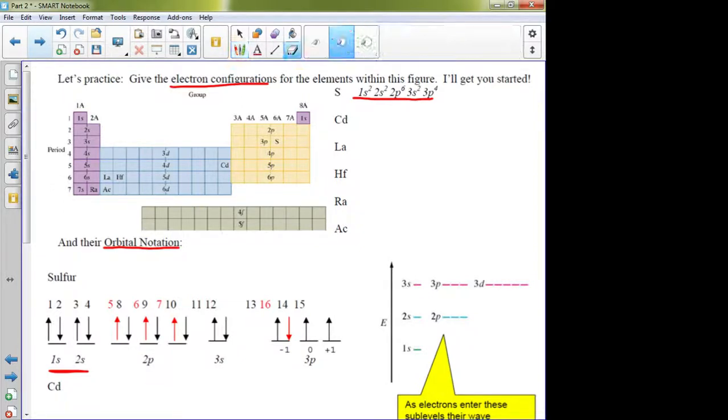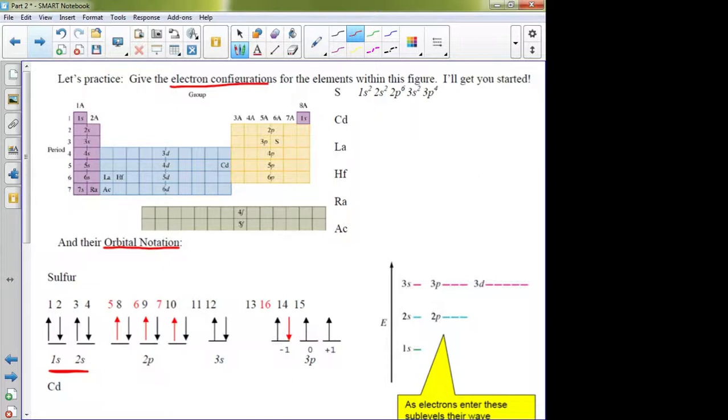If you've got your periodic table, and several people in third period had theirs that I gave you last year, this was already written on it because we did this last year. The best way to do this is by just using your periodic table. I'll show you the simplest way to do it, and it really is simple. I promise it's simple.